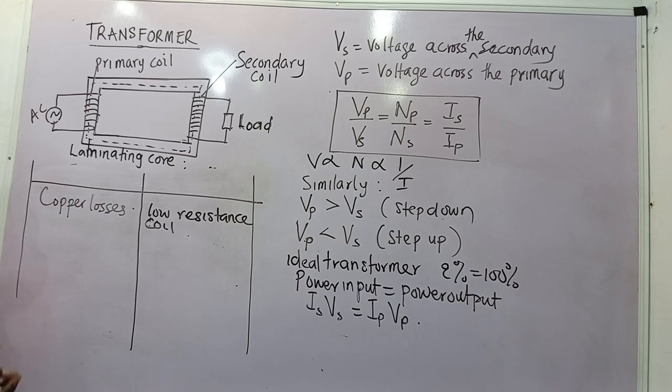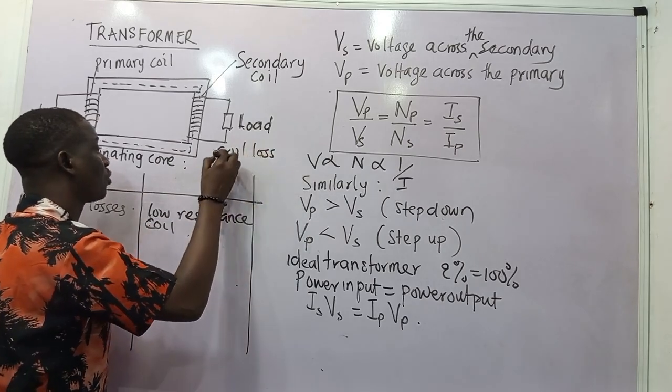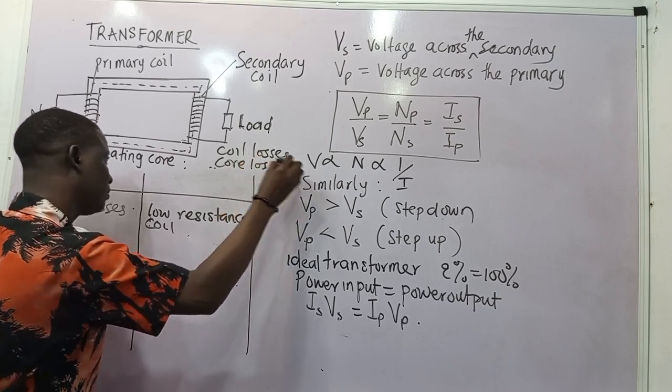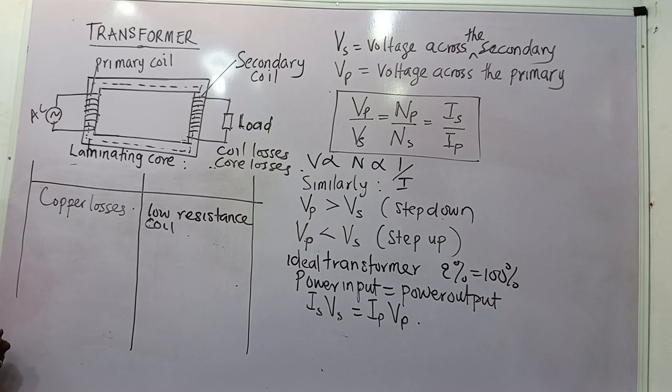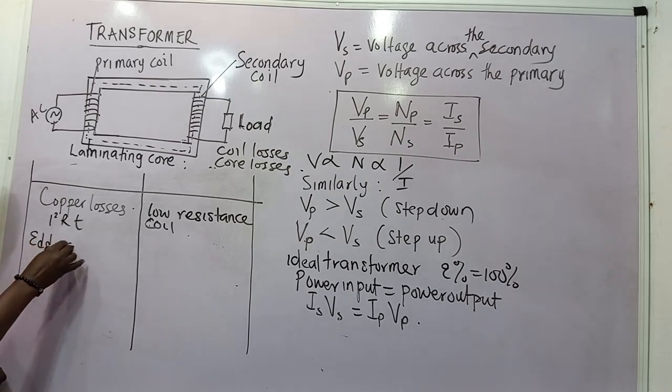So we say this is a copper loss. This is one example of copper losses. Don't forget that the heat generated in this wire is I squared Rt, the energy is I squared Rt. So when you lower the resistance in the coil, it will minimize the heat. The next one is what we call the eddy current losses.